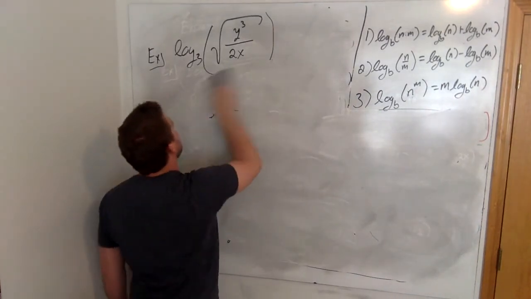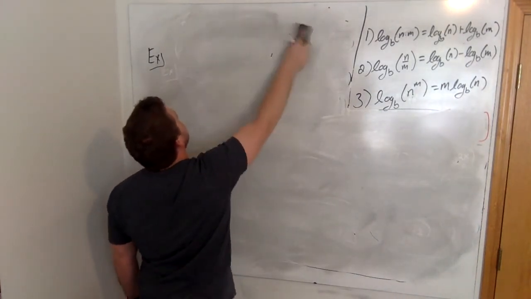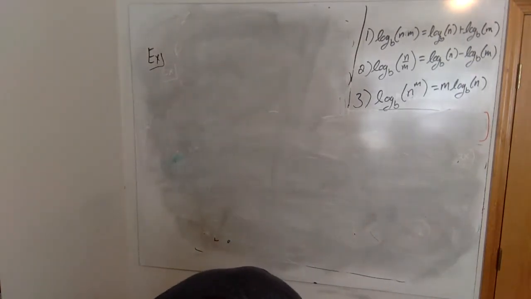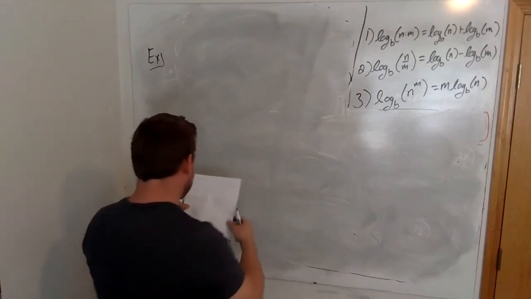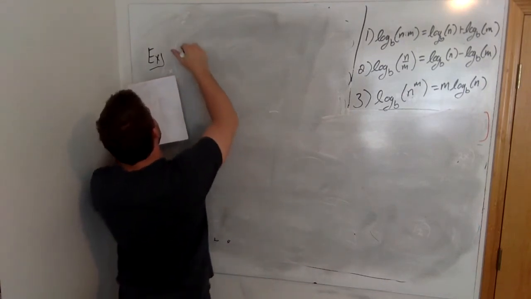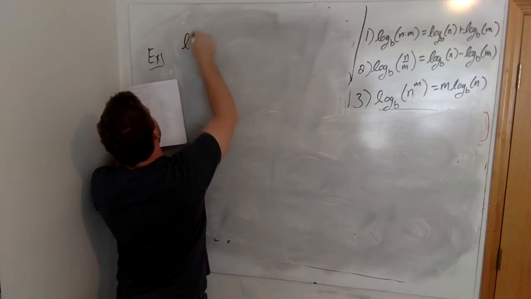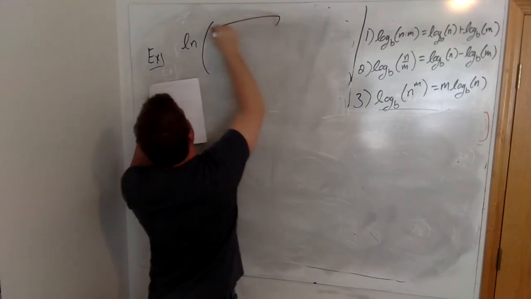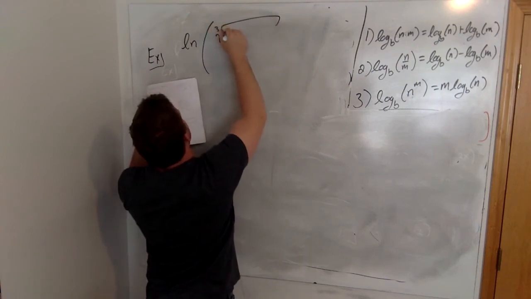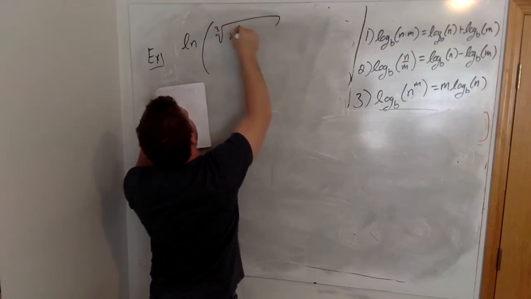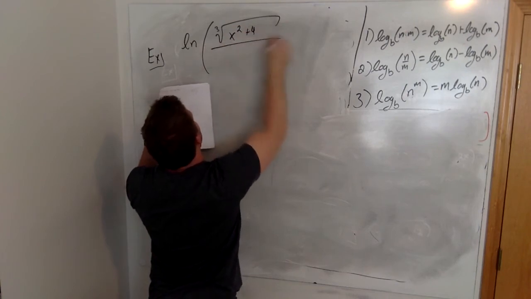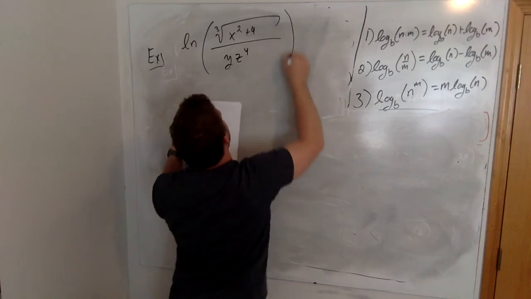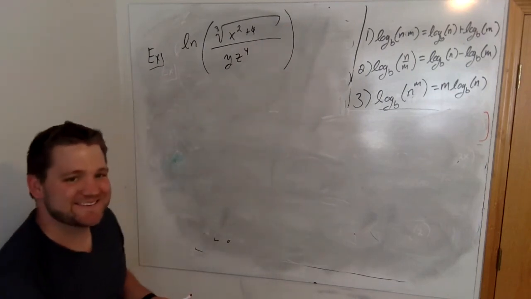Let's do one more. Let's try to expand the natural log of the cubed root of x squared plus 4, all over y times z to the 4th. Go ahead and pause the video and try to expand this.